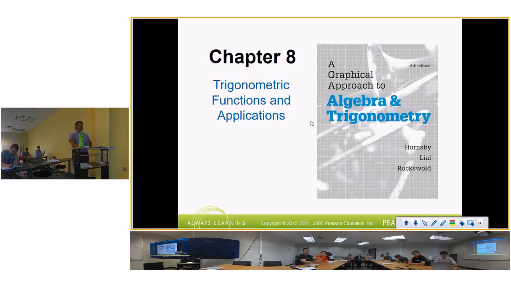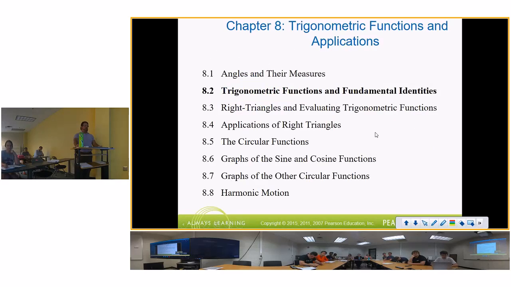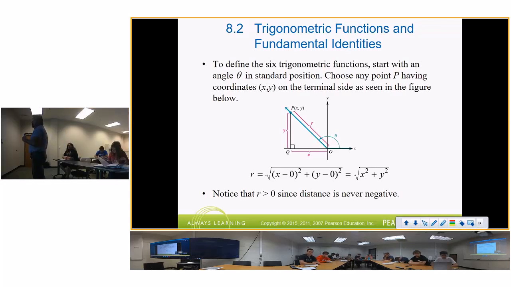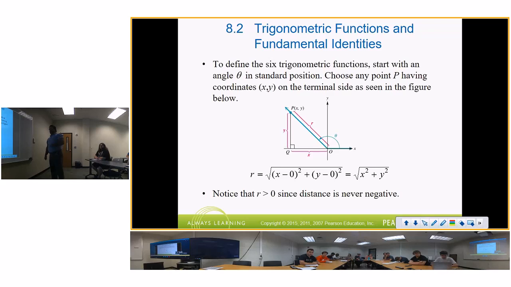8.2, we actually get into the trigonometric functions, and this is where you start doing the sine and the cosine, going over the distance formula, which is the Pythagorean theorem. Make sure you write the resultant vector is always going to be the square root of x squared plus y squared.